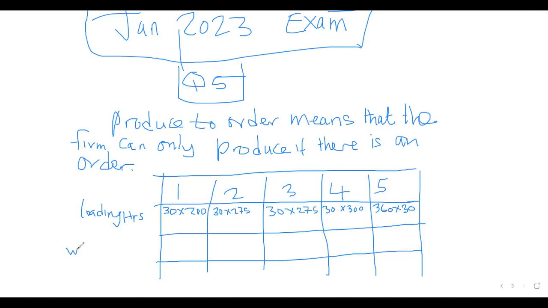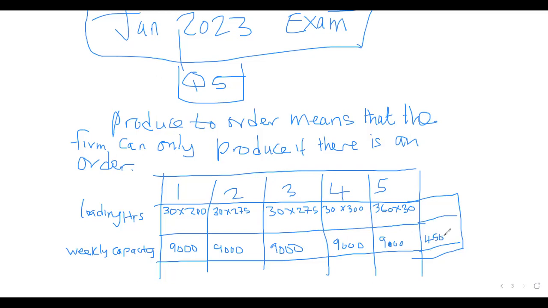And then our weekly capacity is simply 9,000 for each week. So we can find the total here: 9,000 by 5 is 45,000 total capacity. These are in hours.